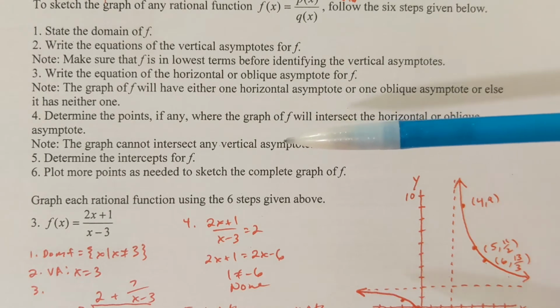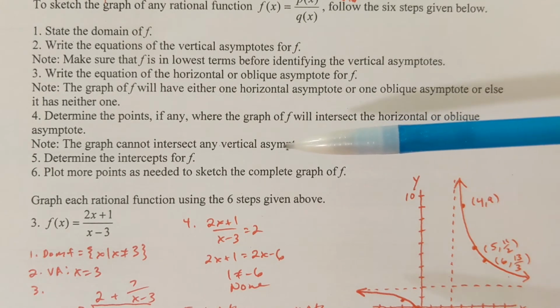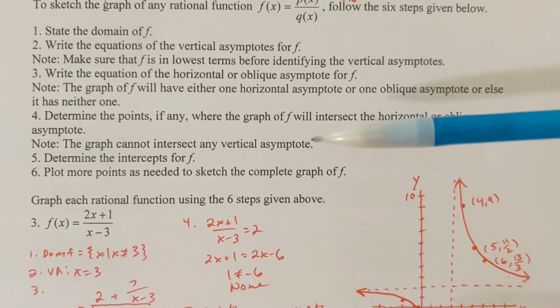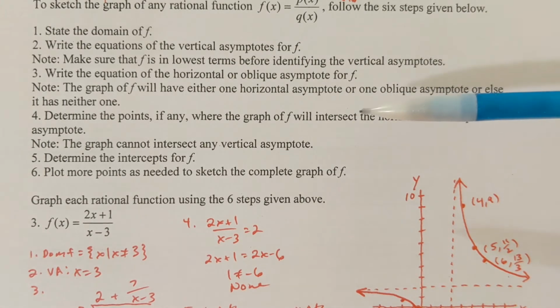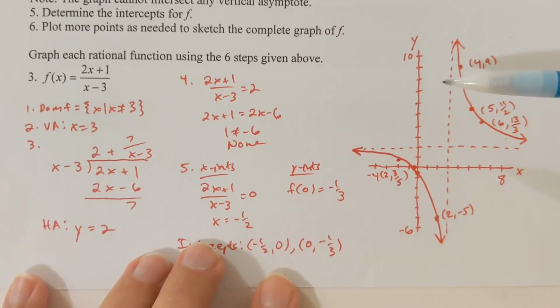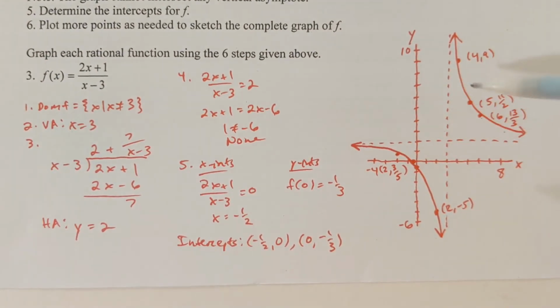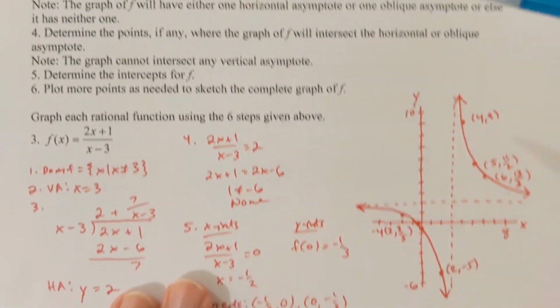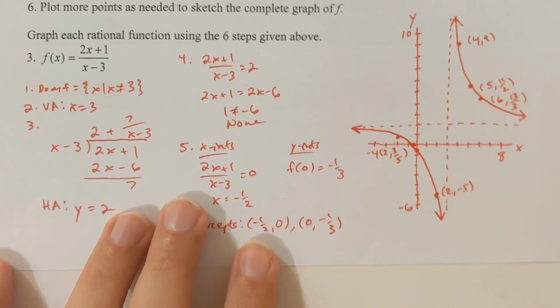Step 5 is to determine the intercepts for f. And then step 6 is to plot more points as needed to sketch a complete graph of f. It will usually be the case that you'll need to plot at least 2 or 3 more points in order to completely see the entire picture for f of x. The previous work is helpful, but it usually is not enough.